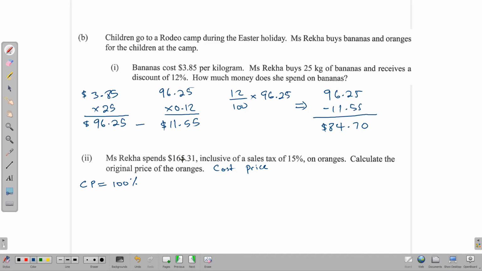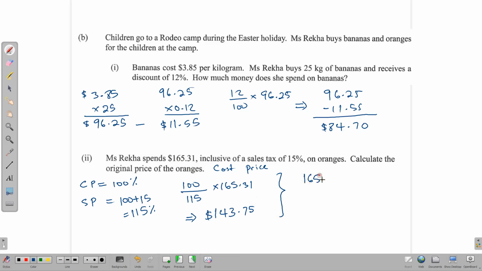So in this case, the selling price, which includes the cost price plus this sales tax of 15%, ends up being 115%. So in setting up our solution, we want to find what is the 100% that is the original price. So we can write it as 100 over 115 times $165.31. And of course, you could easily punch that into your calculator, and it will give you $143.75.